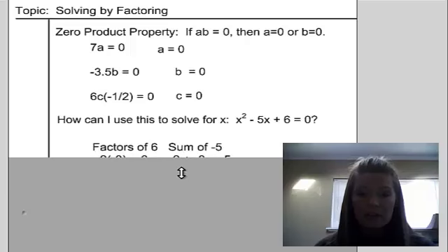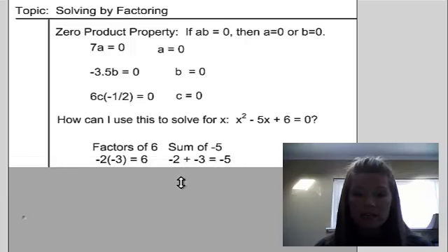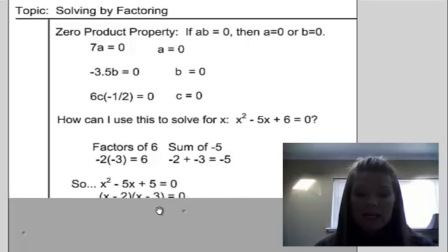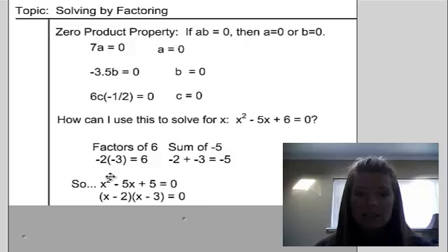I may have to go through some guess and check, but in the end I should hopefully come up with negative 2 times negative 3 does equal 6, and negative 2 plus negative 3 does equal negative 5. Because the coefficient is 1 here, it is just x squared, I do not have to go through that longer factor by grouping process. I can go ahead right away and say that it factors into x subtract 2, x subtract 3 equals 0, bringing the negative 2 in here and the negative 3 down in here.